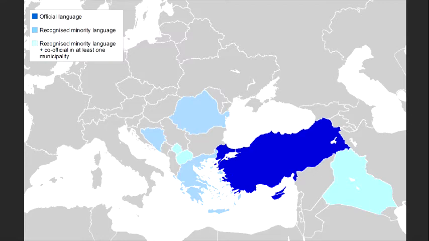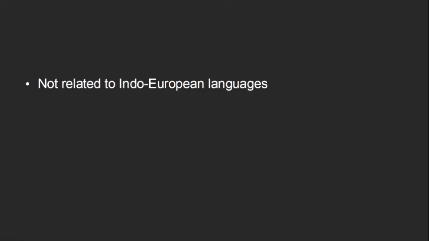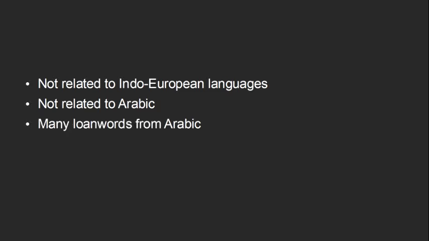and Romania. Turkish is not related to the Indo-European language family, although Turkey is partly located in Europe. It is also not related to Arabic, although Turkey is a predominantly Muslim country. It does have a relatively high number of loanwords from Arabic because of this. However, its grammar and syntax are completely different.